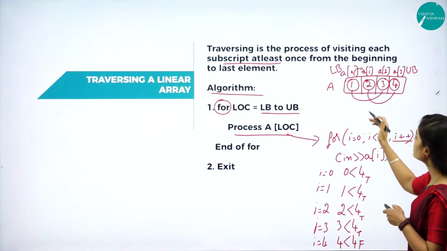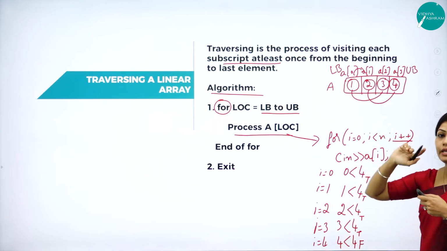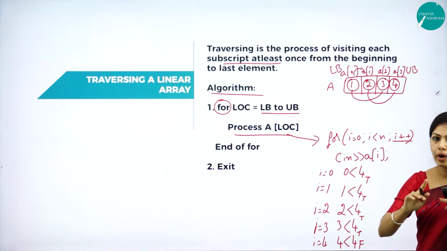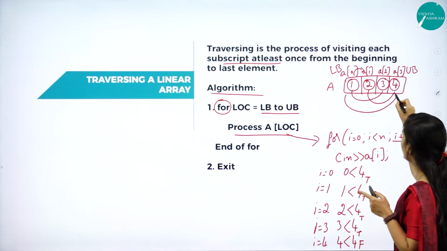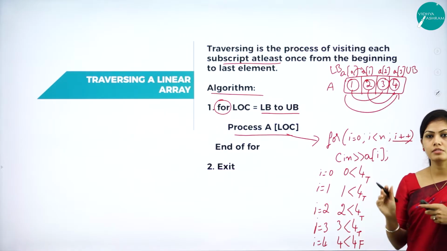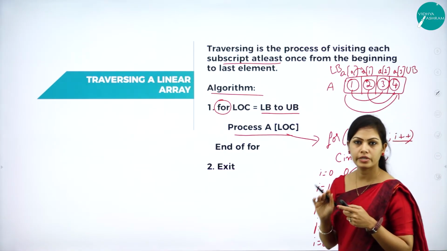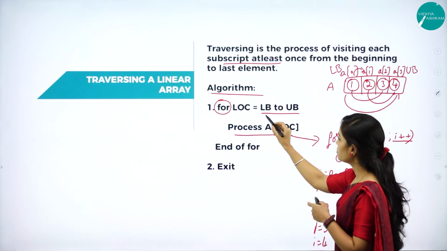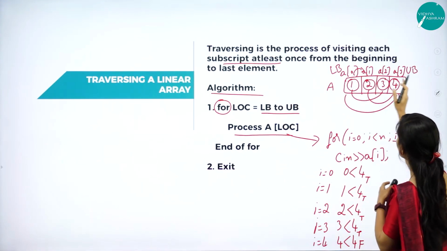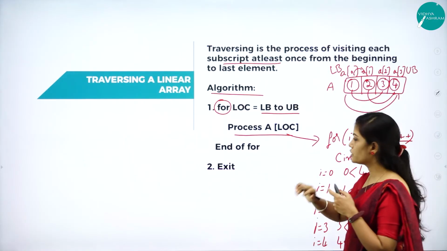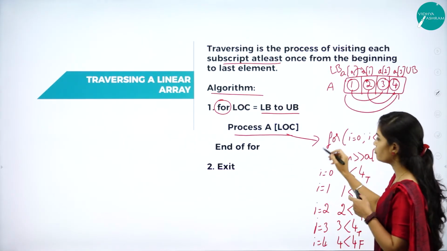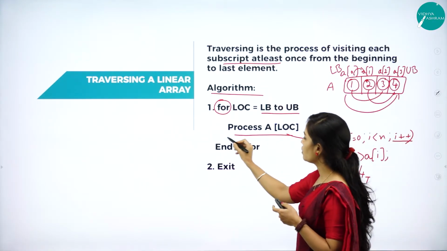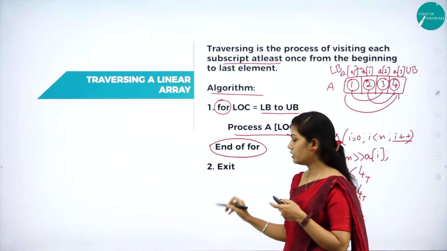Traversing means it visits all the elements exactly once. It accesses each and every element exactly once from the beginning till the end of the loop. This is the operation of traversing. Here you can observe for LOC is equal to from LB to UB. From LB to UB it visits all the locations, and the process happens using a for loop, and after completing the conditions it will end the for loop and exit.